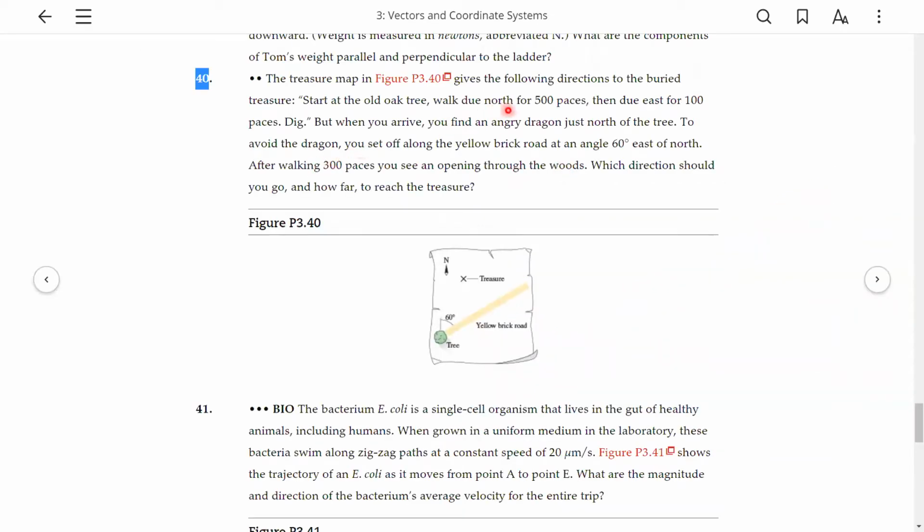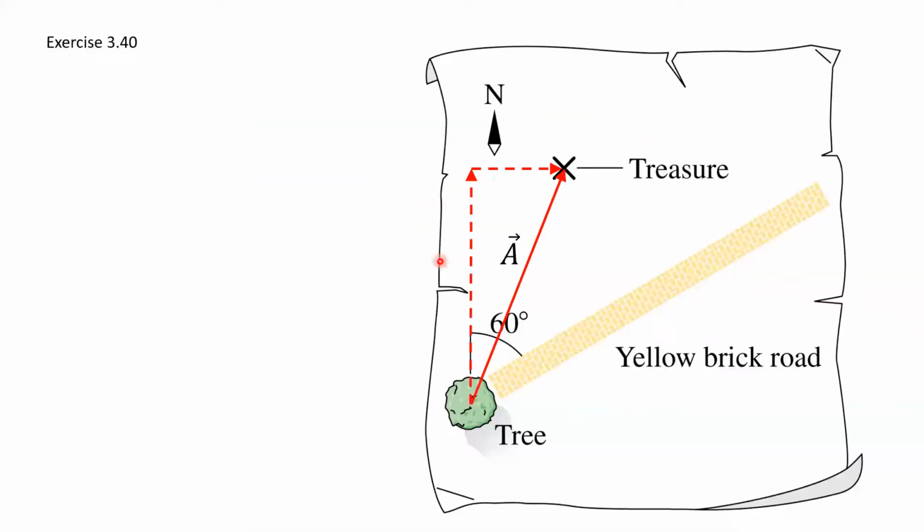So just to remind you, 500 paces north, 100 paces east. And so I've indicated the rectangular components of my overall displacement vector from tree to treasure. And those components are given. So the X component would be that final 100 paces east. I'll call that a positive 100 if I've got my normal coordinate system where the X-axis points that way and the Y-axis points that way. So that would make the Y component of our vector a positive 500 paces. Great. So we know the rectangular components of the desired overall displacement.